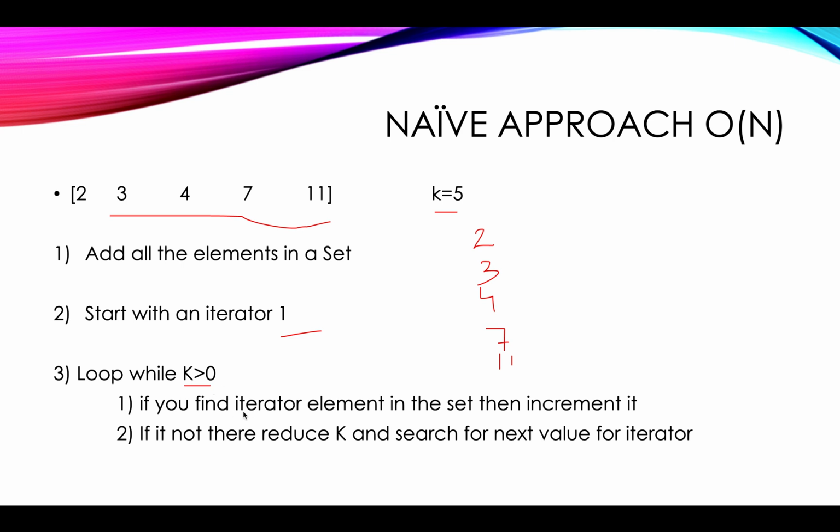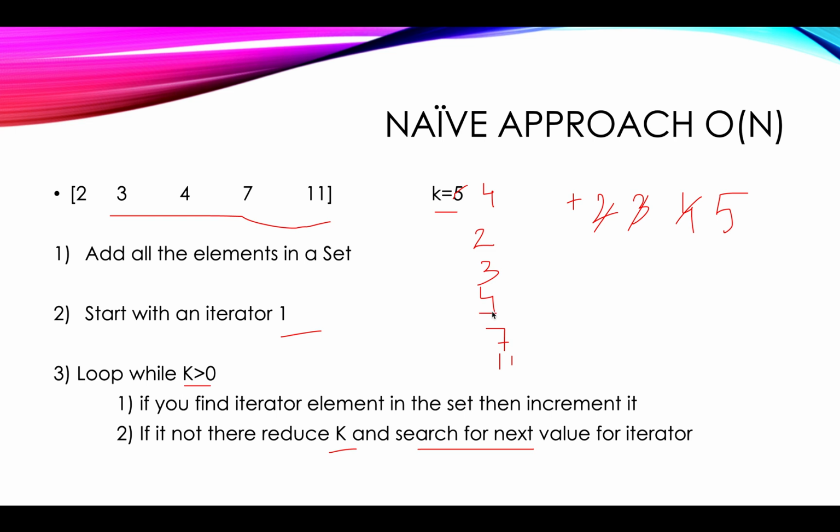If you find the iterating element in the set, simply increment the iterating element. If you don't find the iterating element in your set, reduce k, because that counts for one missing entry, and increment the iterating element to the next pointer. So let's walk through this logic. Let's start with 1. 1 is missing, so we reduced k to 4, and we incremented 1 to 2. 2 is present, we incremented it to 3. 3 is present, we incremented it to 4. 4 is present, we incremented it to 5.